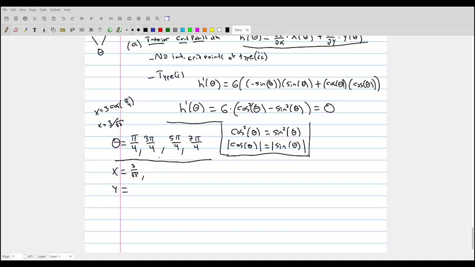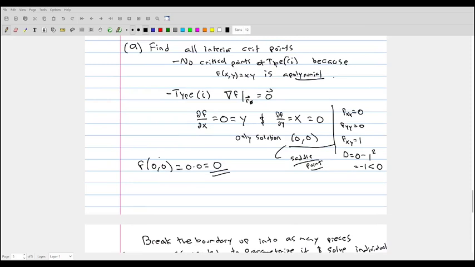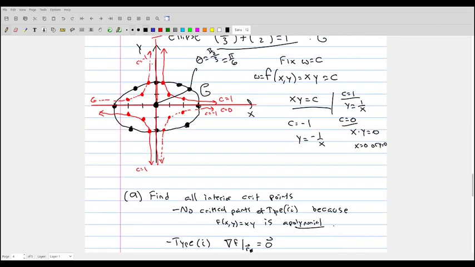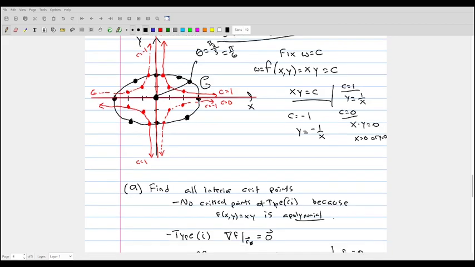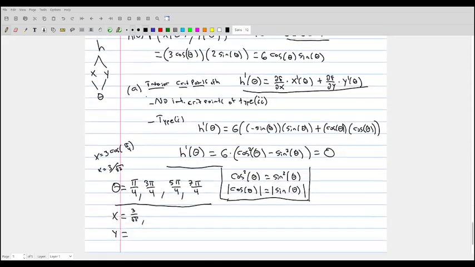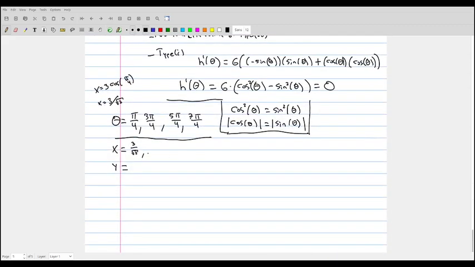For 3 pi over 4, that corresponds to the angle right here, you have exactly that x is going to be negative 3 times 1 over the square root of 2 when you directly plug into our parameterization. Same thing for 5 pi over 4, and then for 7 pi over 4, you'll have that x is 3 over the square root of 2 again.